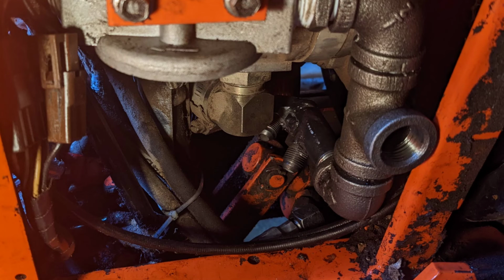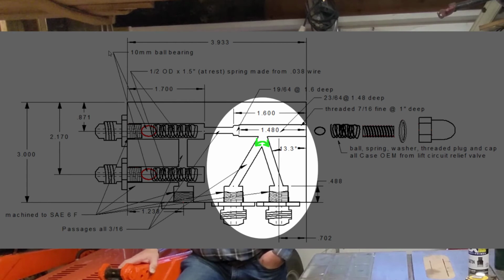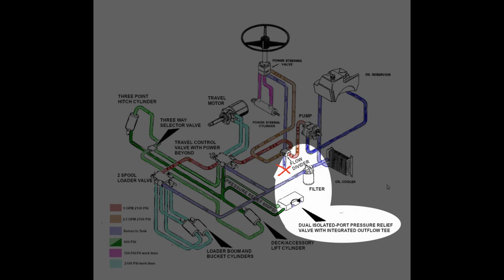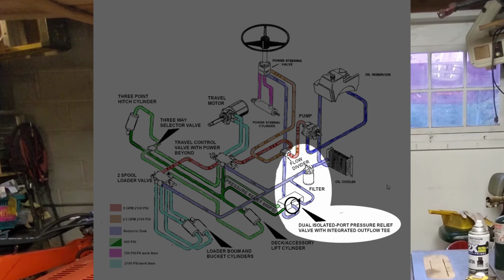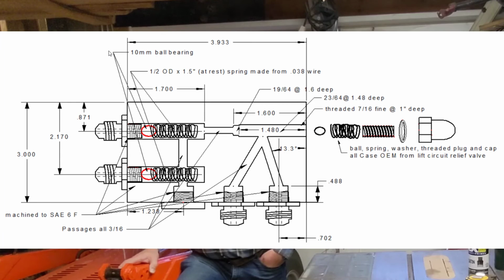Then I realized I could integrate a T function into my new device. I could just create a T cavity in its output section, and then this device can dump its return fluid into the manifold at one of the ports that already exist. And I can direct the power steering valve's return, moving it from the current manifold into this device. So my plans were finalized for creating a dual isolated port pressure relief valve with integrated outflow T.